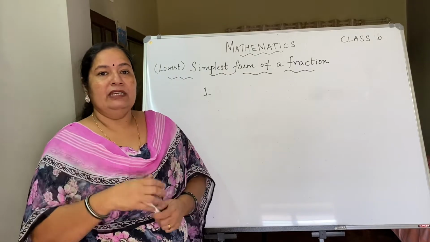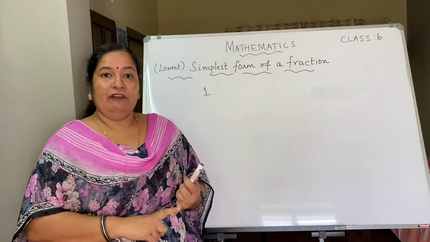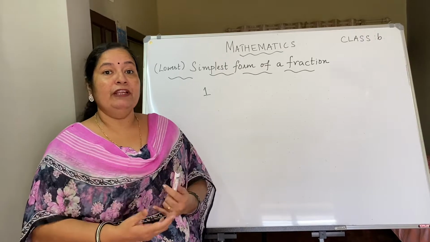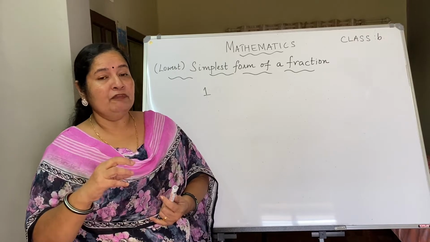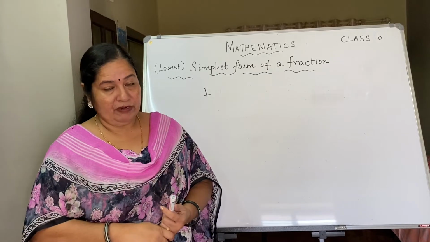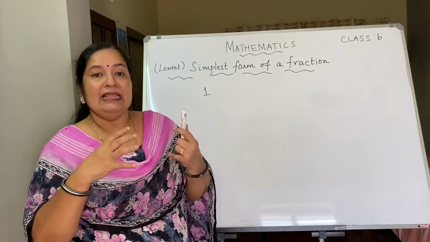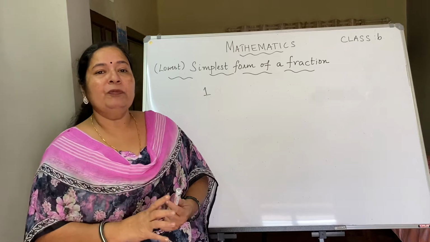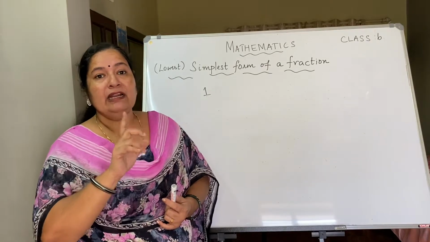Go back to the chapter Playing with Numbers. There we have learned about common factors. What are factors, and how to find the factors, we have learned. Given two numbers, how to find the common factor also we have learned. So there we have learned one term for those numbers which have only 1 as their common factor. They are called coprimes. We have learned that already. So what are coprimes? Numbers which have only 1 as their common factor.